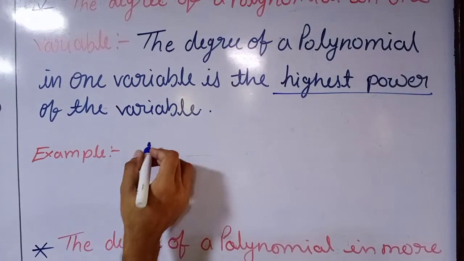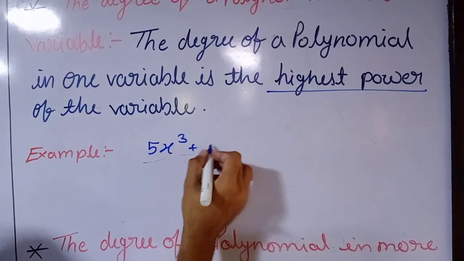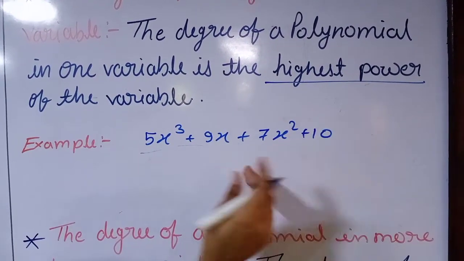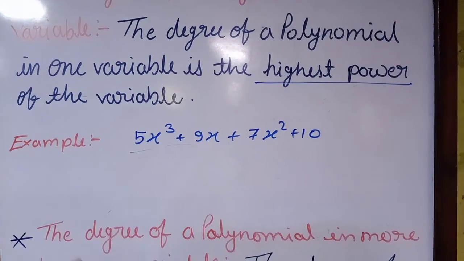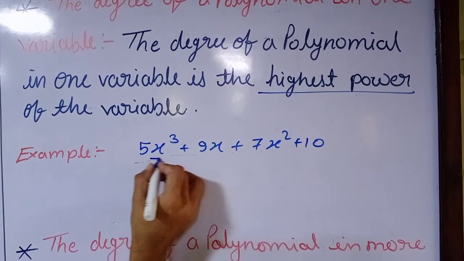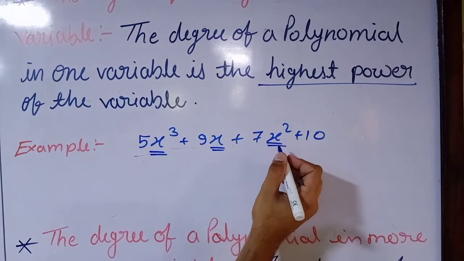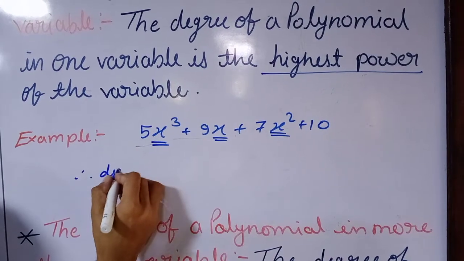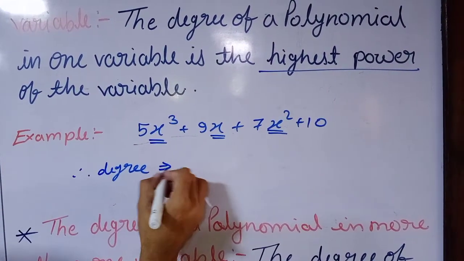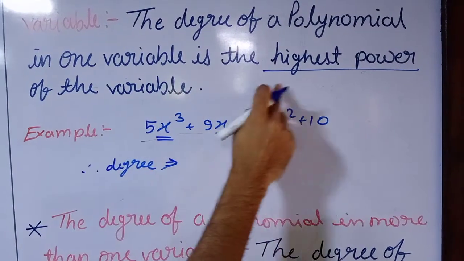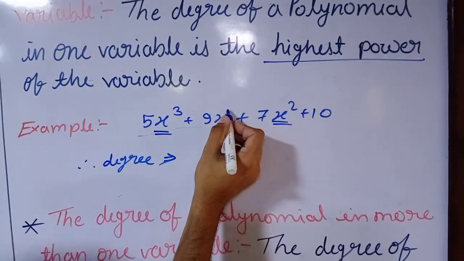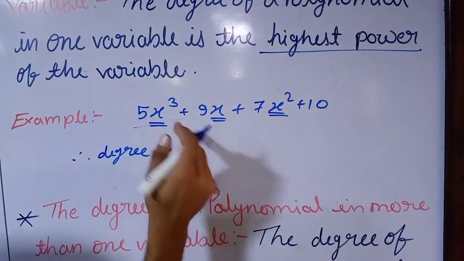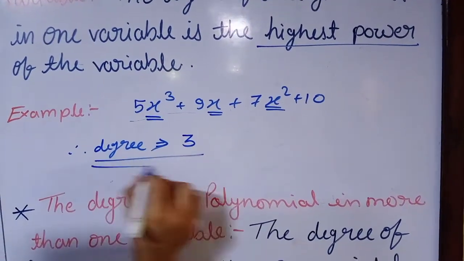For an example, like 5x cube plus 9x plus 7x square plus 10. This way we have the polynomial, and in this polynomial you can see we have only one variable, that is x. So what is the degree? Therefore the degree of the polynomial is what? That is the highest power. Here we have 2, here we have 1, here we have 3. So which one is the highest? 1, 2 or 3? 3. So the degree of the polynomial is 3.